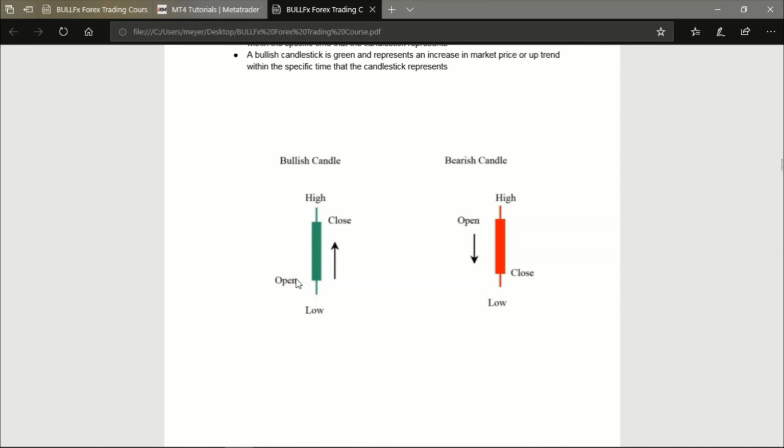So the difference between the open and the closing price would be the body. The wicks on the top and the bottom would then just show you where price was within that hour. So it will show you the high and the low. Same for a bearish candlestick as well.